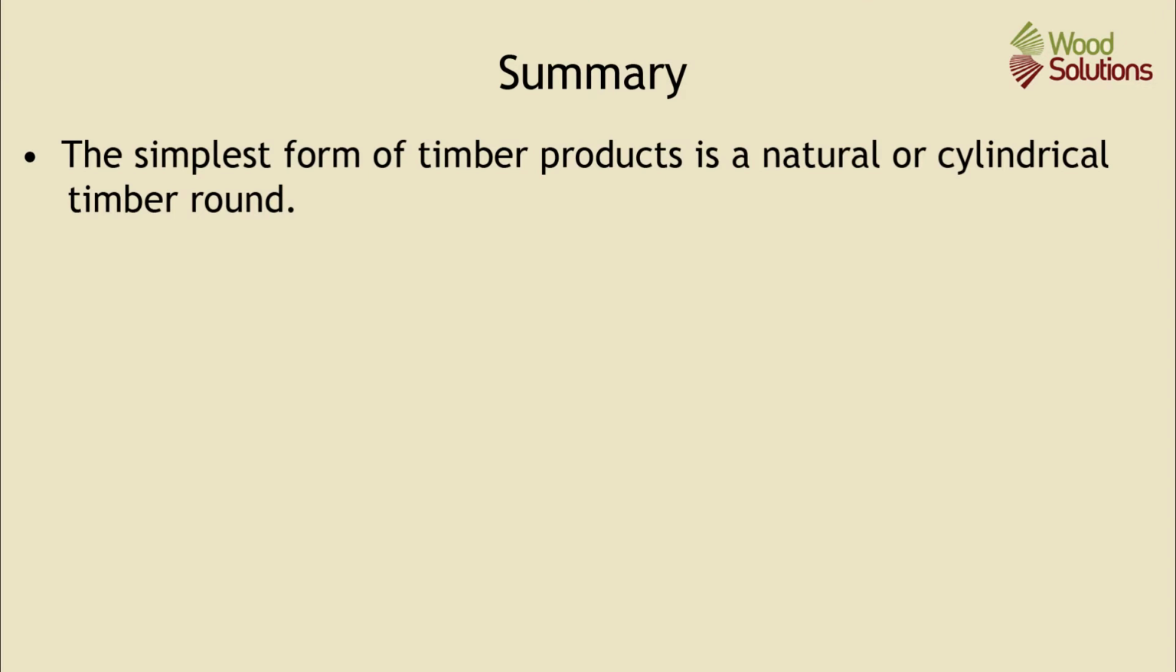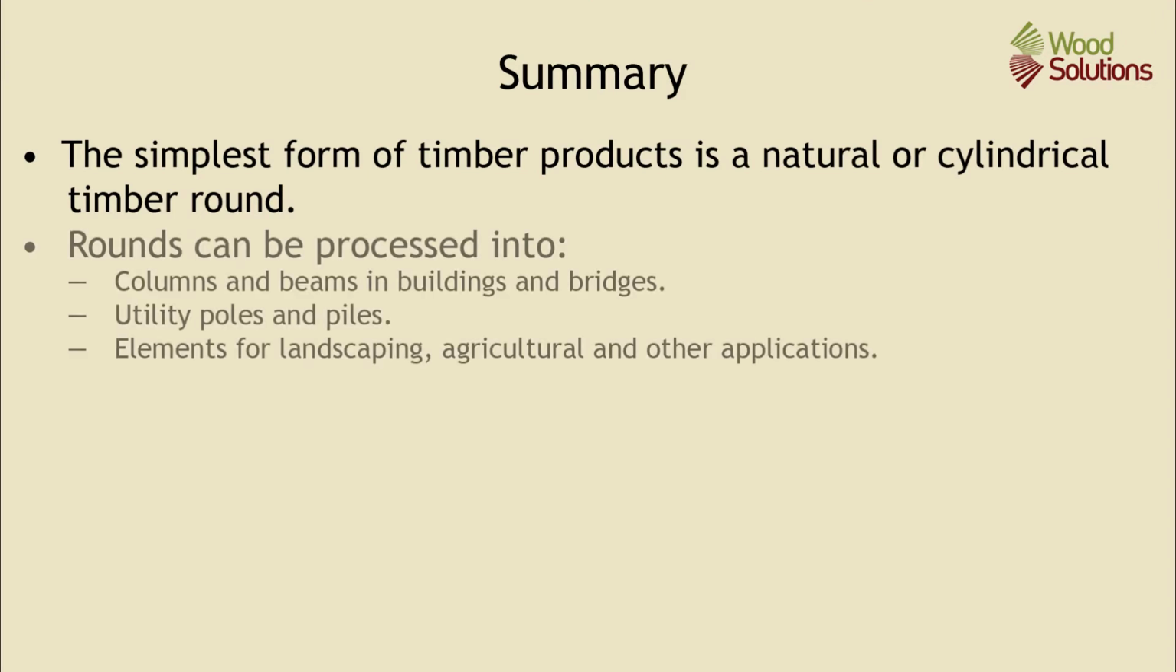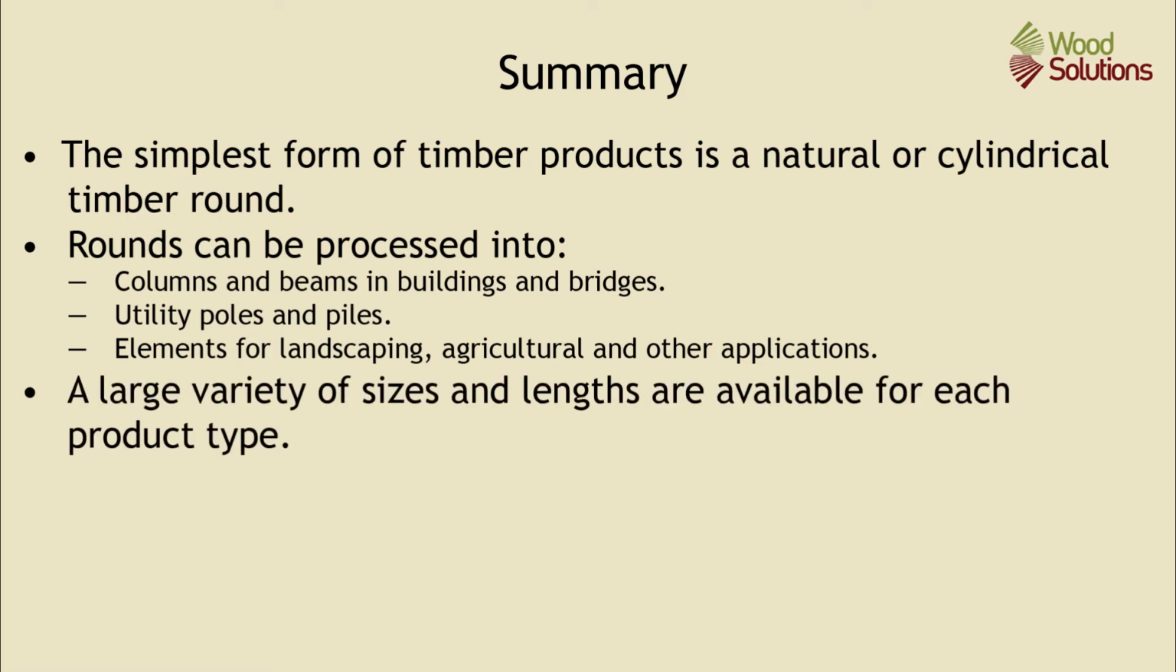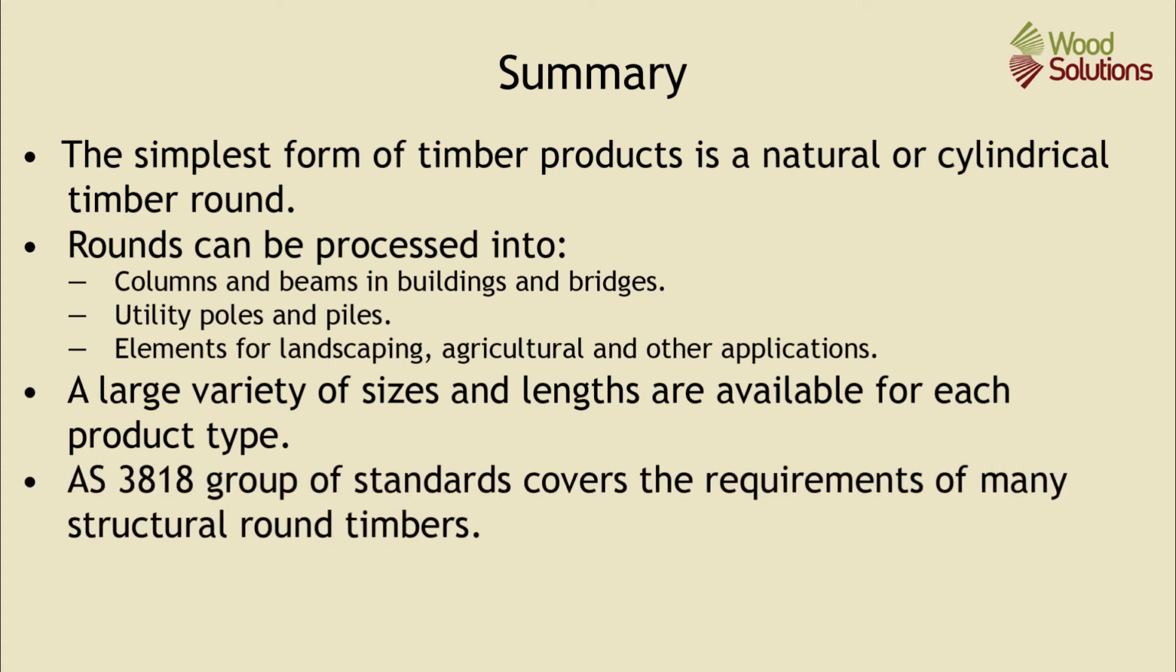In summary, the simplest form of timber product is a natural or cylindrical timber round. Rounds can be processed into columns and beams in buildings and bridges, utility poles and piles, and elements for landscaping, agriculture, and other applications. A large variety of sizes and lengths are available for each product type. AS 3818 Group of Standards covers the requirements of many structural round timbers.